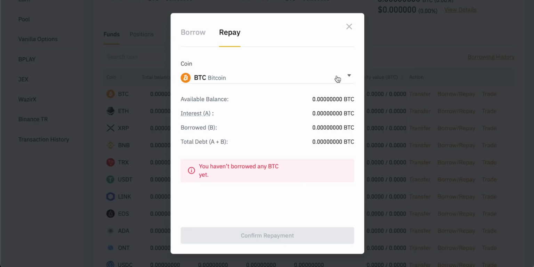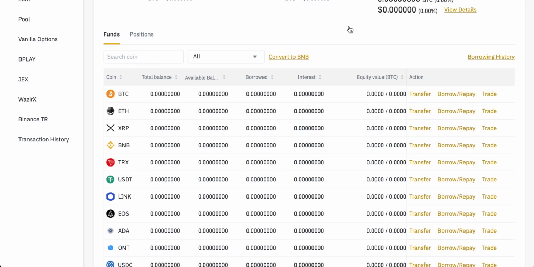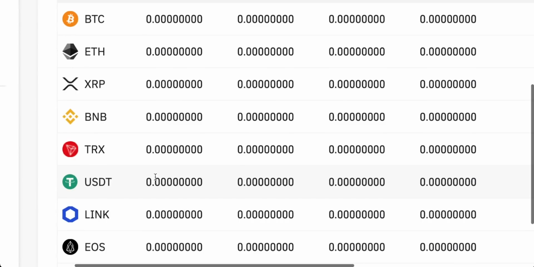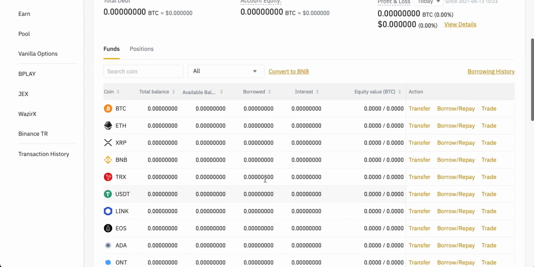You can do this for a variety of cryptocurrencies. Just click here. You can do it with all of these supported currencies, and a lot of people will do it with US dollar tether. It's a very easy way to have some USDT on account, and then you can go and trade that margin across a load of other different cryptos.